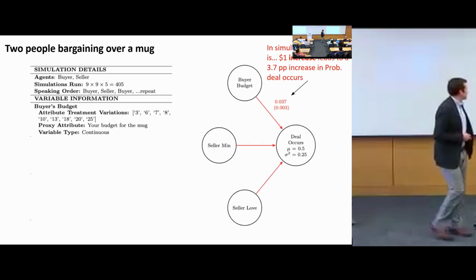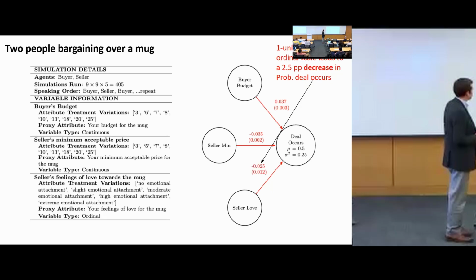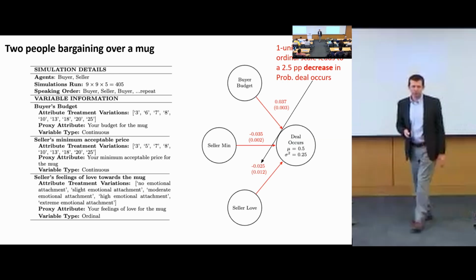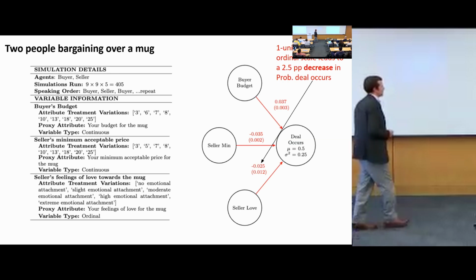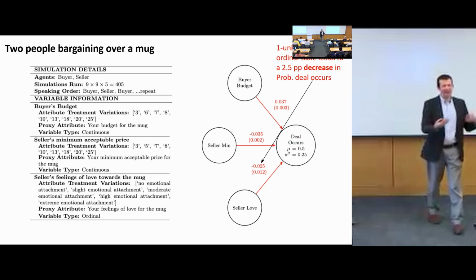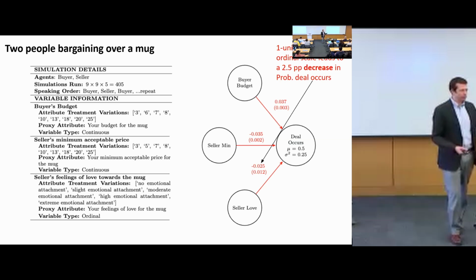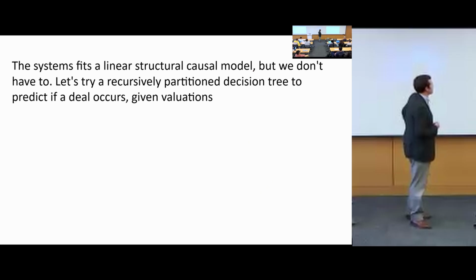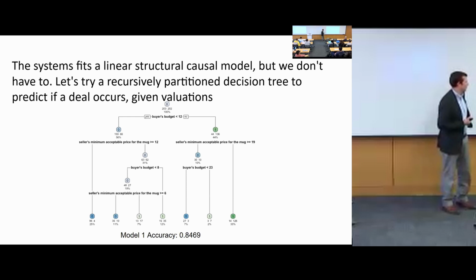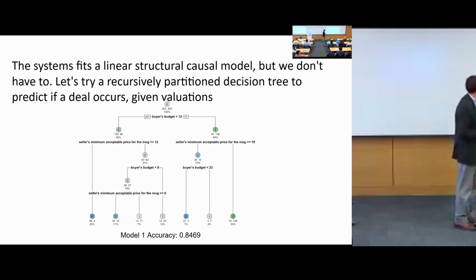So you can estimate this model that gives you really shocking insights, like the higher the buyer budget, the more likely a deal happens. As the seller's minimum price rises, all the effects go the right way. The point is not that these are exciting advances in mug studies, but that this is how it can take that raw data and tell you at least the signs. Even though it's fitting the structural causal model, you don't actually have to be beholden to that.